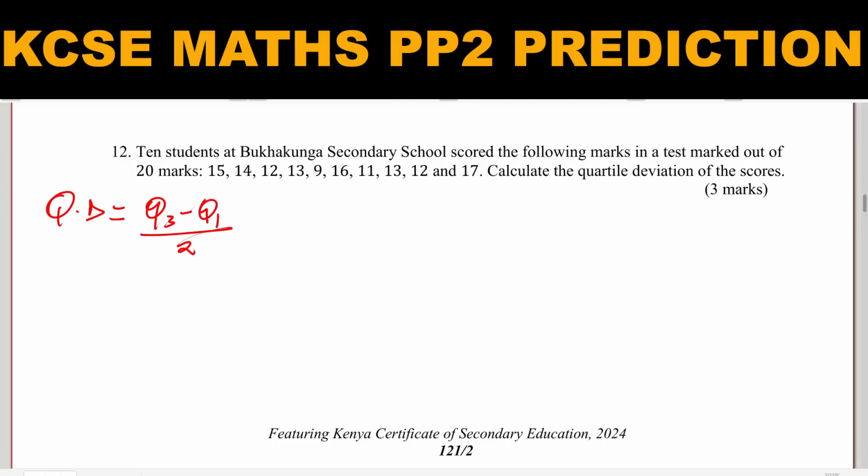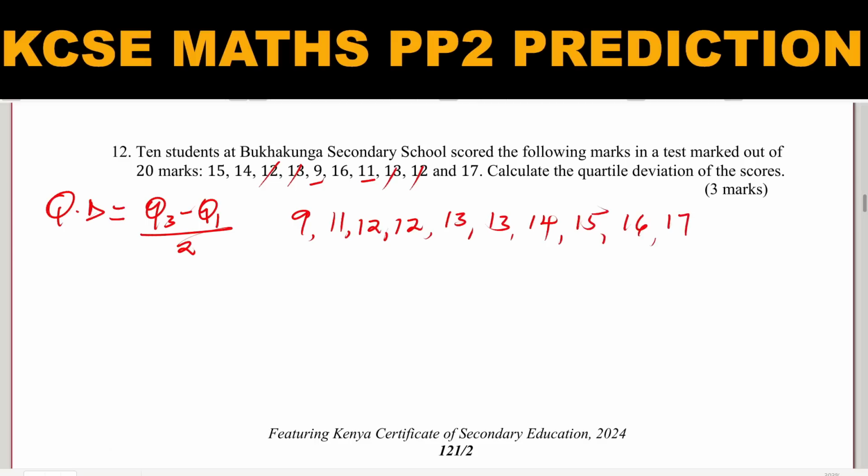Arranging these, the smallest I can see is 9, then we have 11, then from 11 we have 12. I can see we have 2 values of 12, and then we go to 13, I can see there are 2, and you go to 14, then you go to 15, you go to 16, you go to 17.